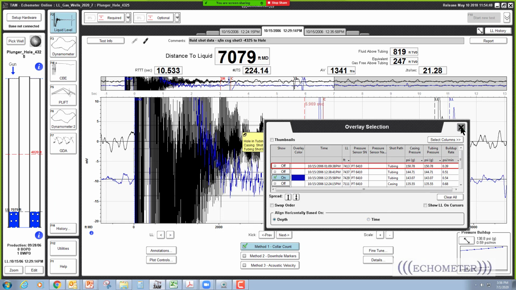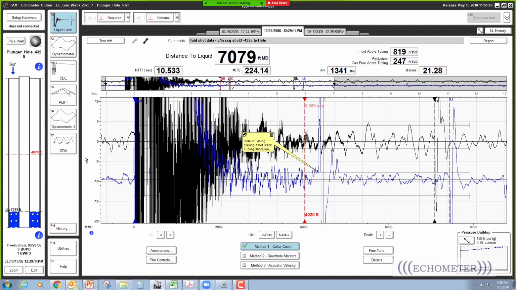All right, so this is a great example of using the overlay feature to compare the 2 shots. The problem is in the casing, an upkick, and the problem is in the tubing, an upkick, and this indicates there's a hole of communication through the tubing. We added a note, and then you can put this in a Word report and send it off to your boss along with the report, and that would tell you pretty much everything you wanted to see.